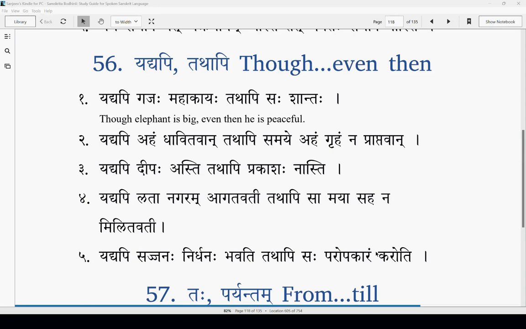Sir, I have a question on this word. This paropakaram, is it service or is it help? How do we put the correct meaning? Para upakara. Para plus upakara. Paresham upakaram karoti. Upakara means favor or helping, right? So this person does.